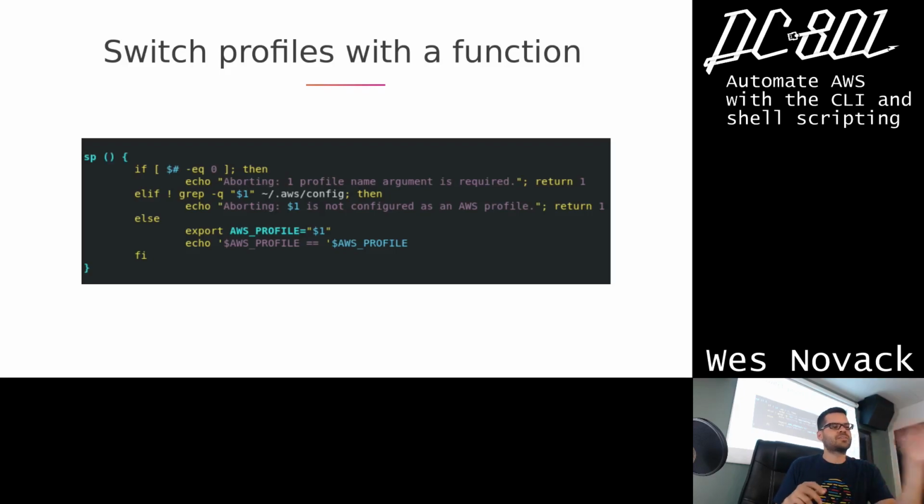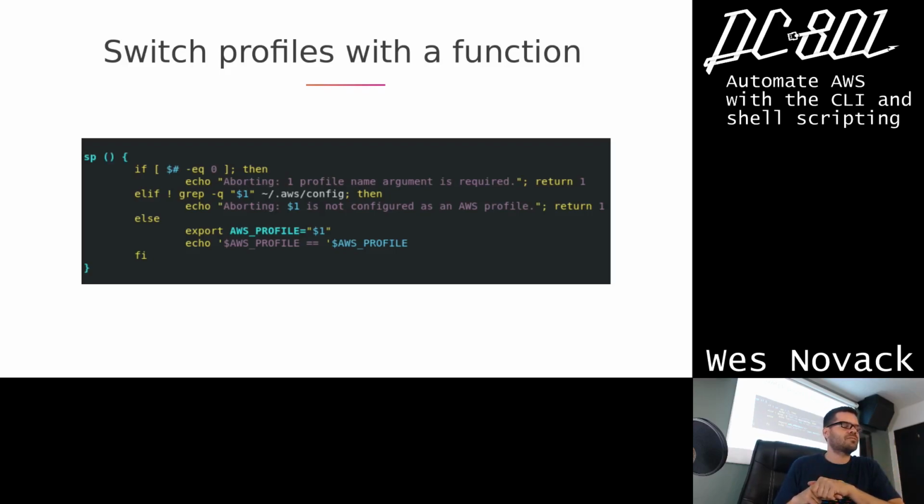But essentially, what this function is doing on the top line here, it's doing a quick parameter check. It requires a parameter of a profile name. So the very top line there with the if statement you see is saying if there are no positional parameters passed to the function, then it's going to abort and tell you there's one profile name required that you have to pass this function. And then it goes to an elif.